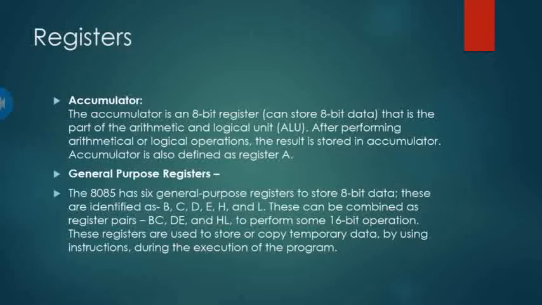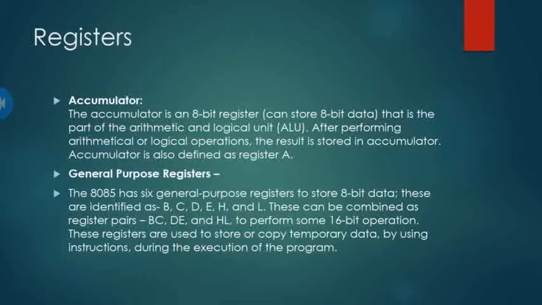Paired as in BC, DE, HL. One part of that address, that is 8 bits, will be stored in B, whereas the next 8 bits will be stored in C. So this is how we store the address or 16-bit data in general purpose registers. So that's why we use these registers in paired form. These registers are used to store or copy temporary data. We also make use of these type of registers to store the data temporarily or to copy the data.